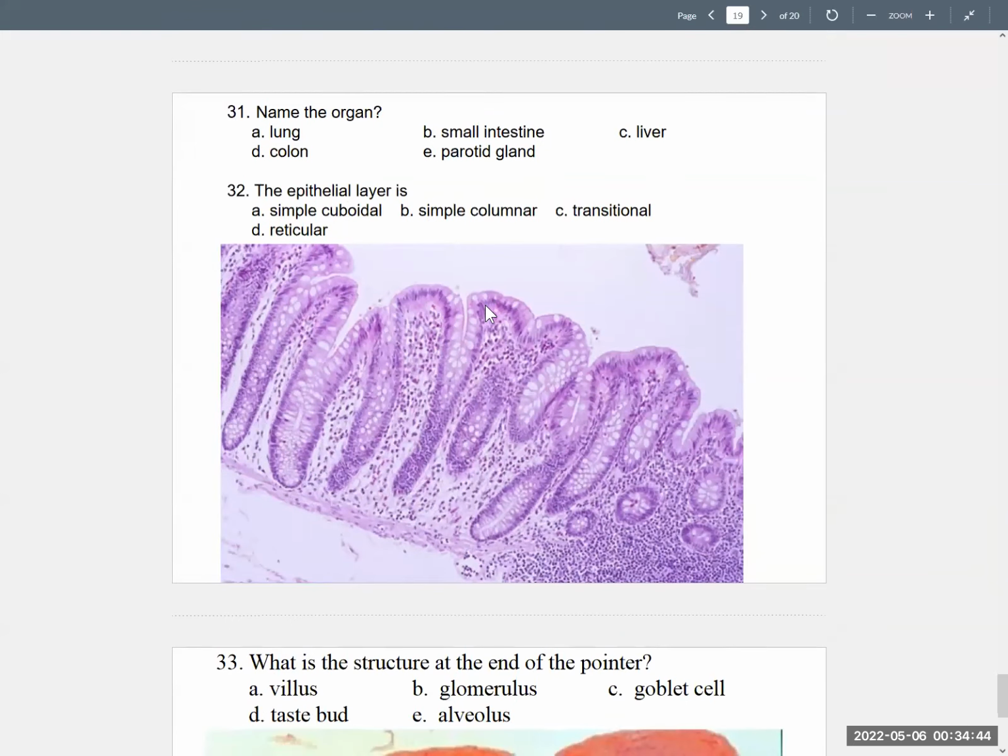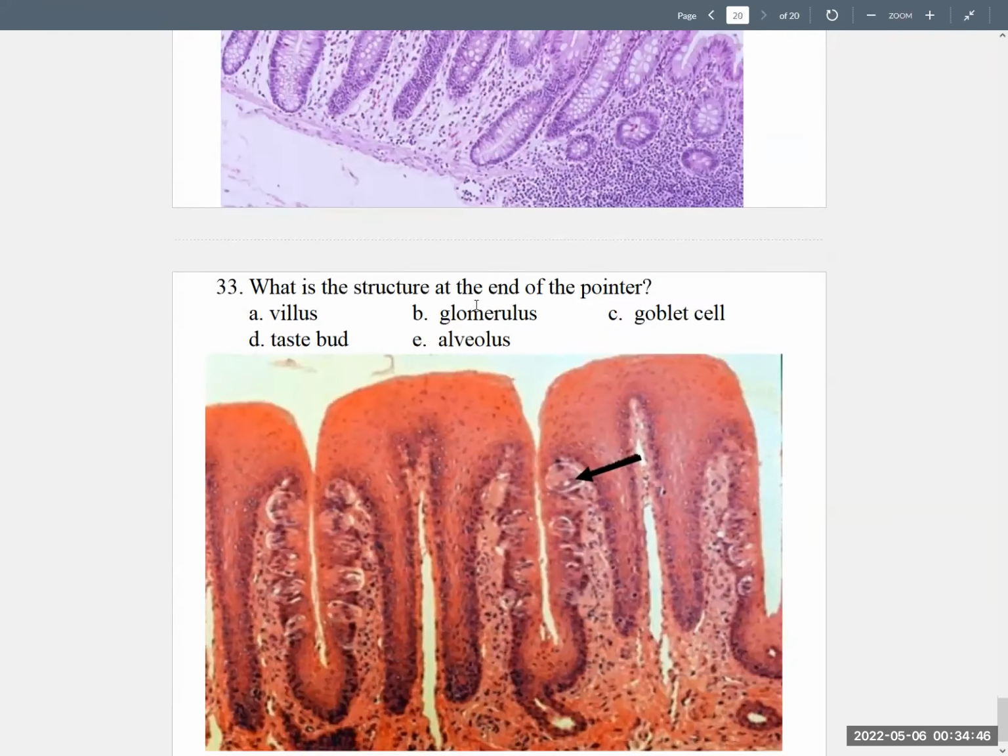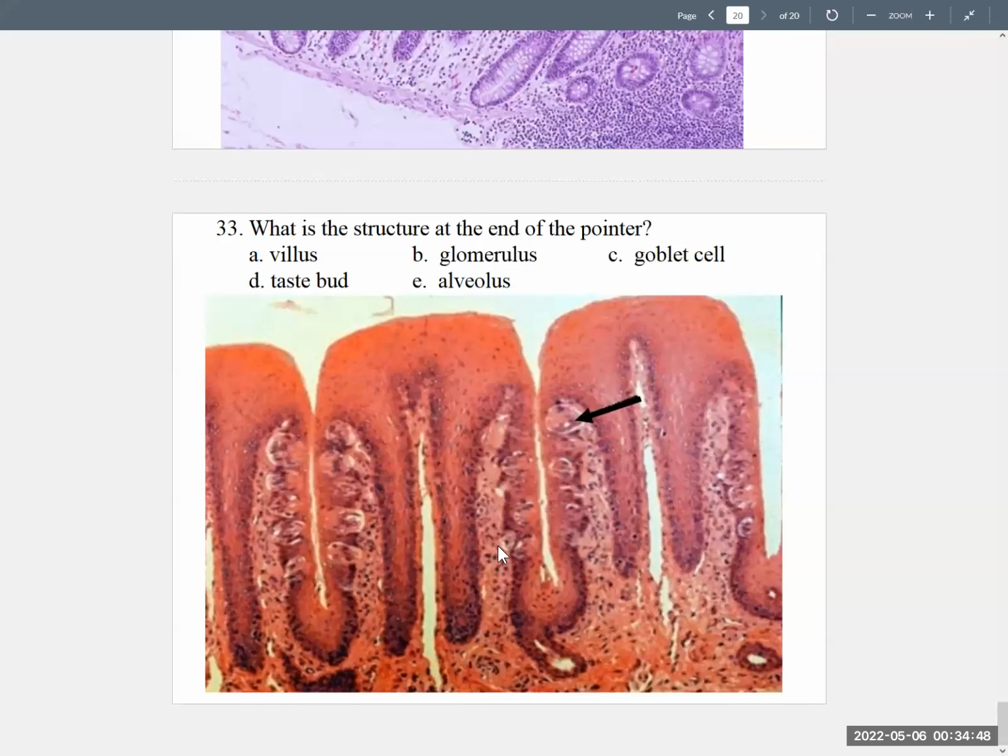And then what's the structure? I'm not saying tissue or organ. What's the structure at the end of that pointer? Taste buds. Taste buds, yes.